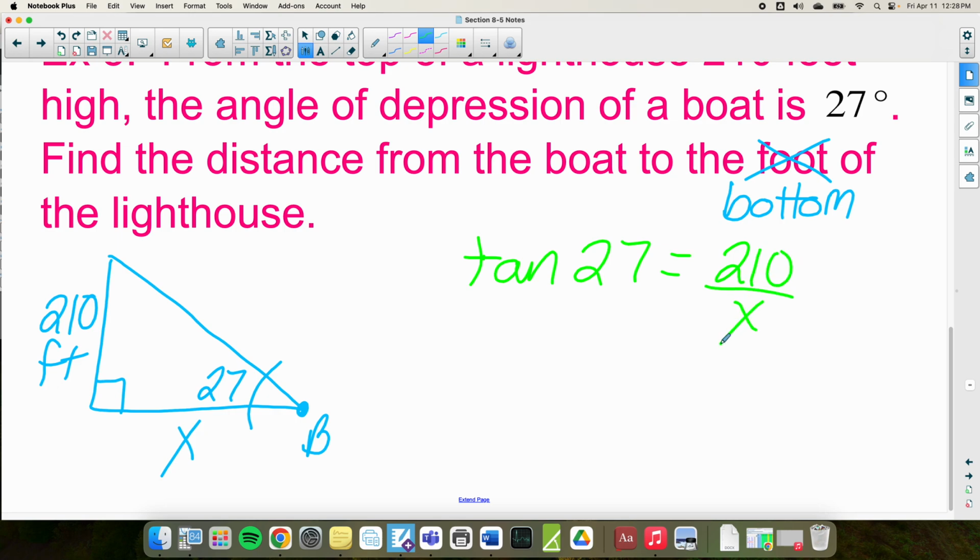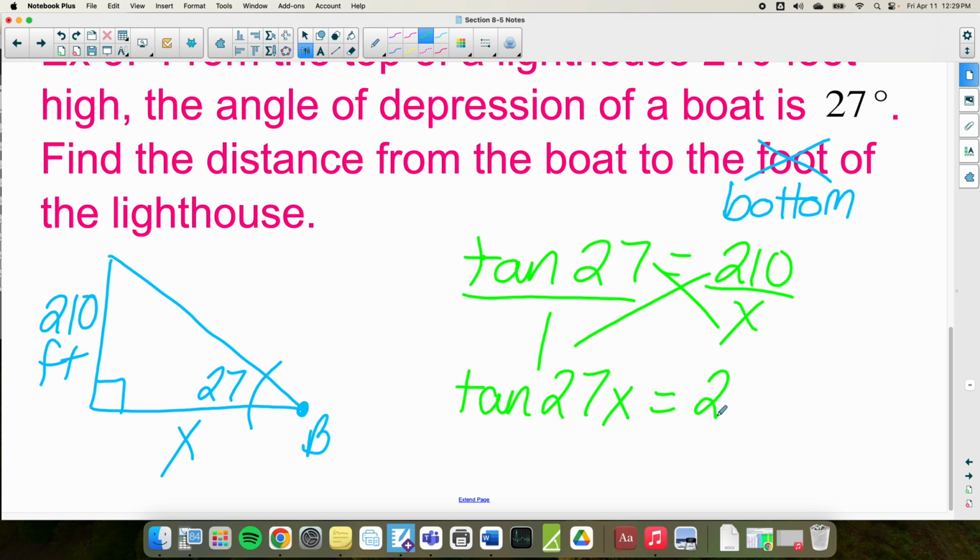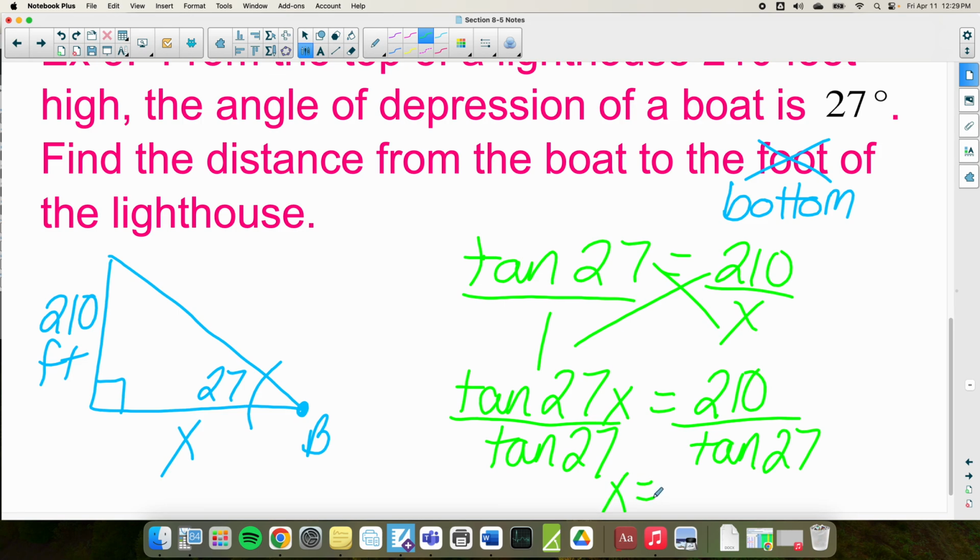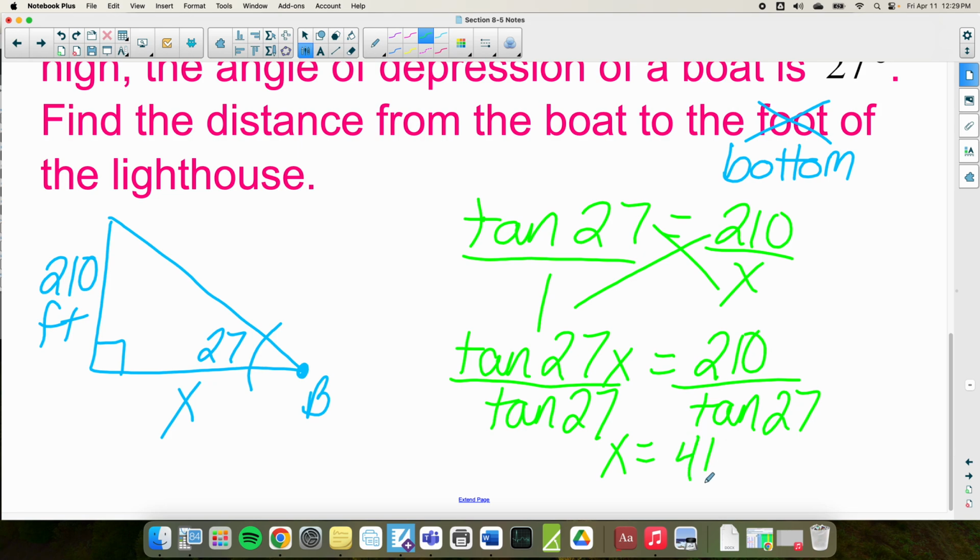Do I know the angle? So don't I do cross products, right? So I multiply this and I have tangent 27x equals 210. And then I divide by tangent 27. And my answer is, did anyone type that in? 412.15. Thank you so much. 412.15. Thank you. All right.